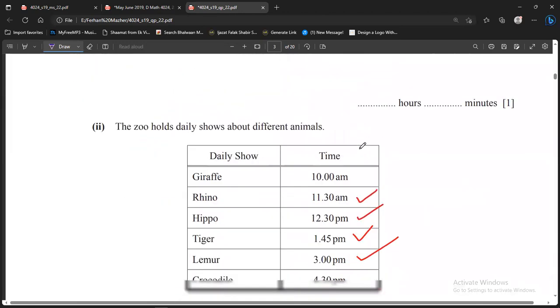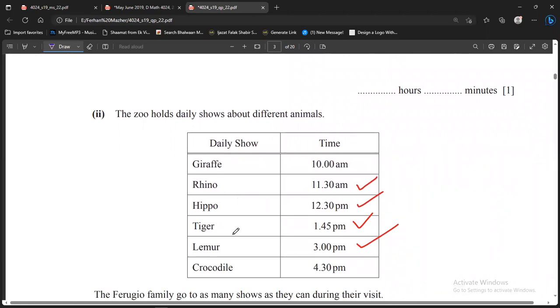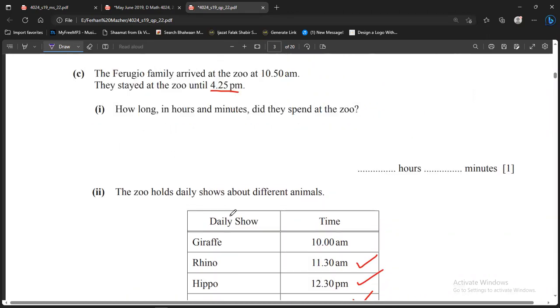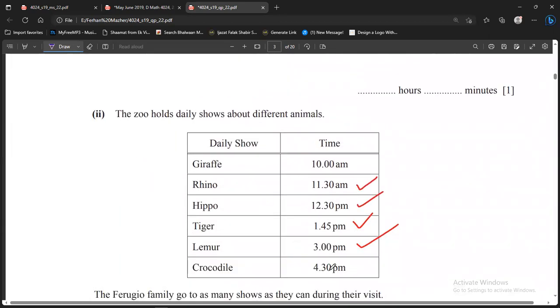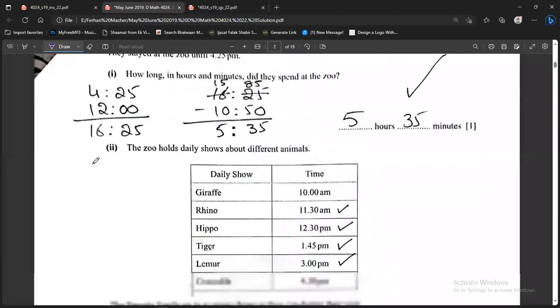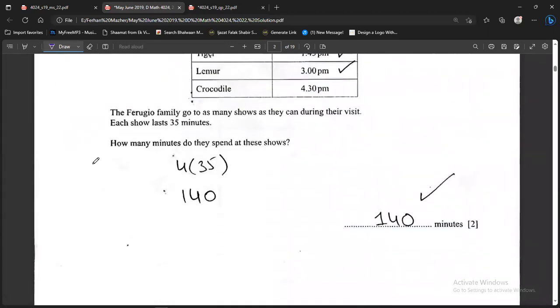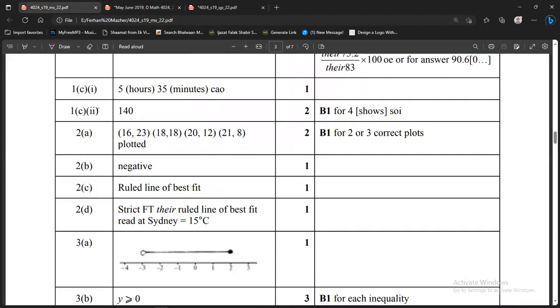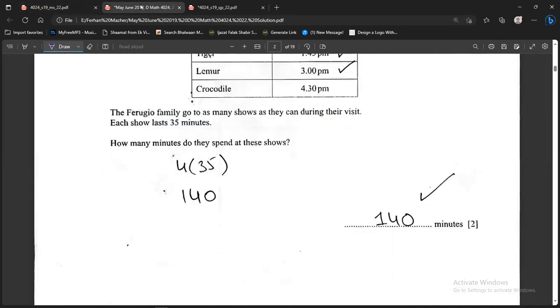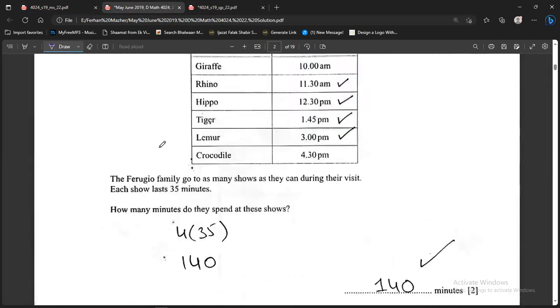So the first shows they can watch are rhino, then hippo, then tiger and lemur. Because they have to leave at 4:25, they will not be able to see the crocodile show. So they have seen 4 shows. Each show is 35 minutes, so the total duration is 4 times 35 minutes, which is 140 minutes. 140 minutes is the right answer, sir. This is the solution.